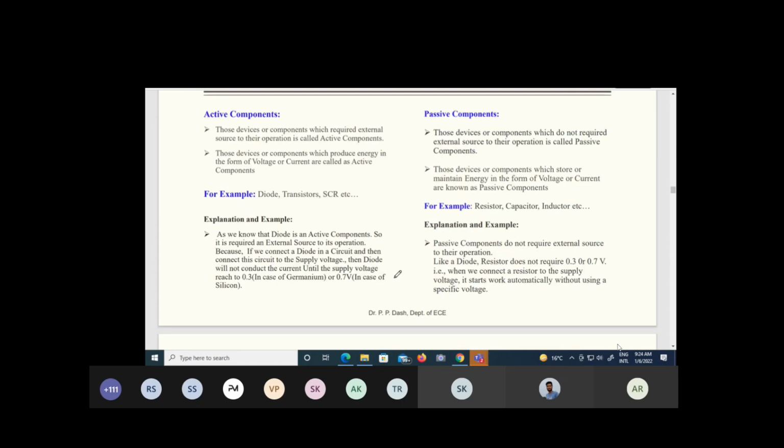For example, a diode is one active component. We require biasing in the diode. It may be forward biasing, reverse biasing, like that. Transistor is also an active component. In the transistor also, until and unless we provide an external DC voltage, it may be 5 volt or 12 volt DC, the transistor cannot be operated and be ready for any other operation.